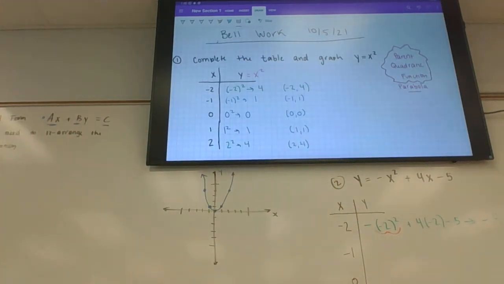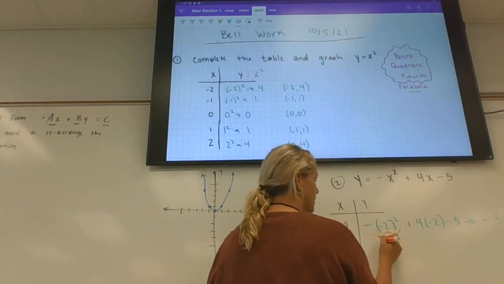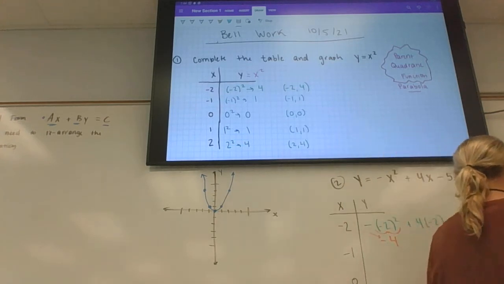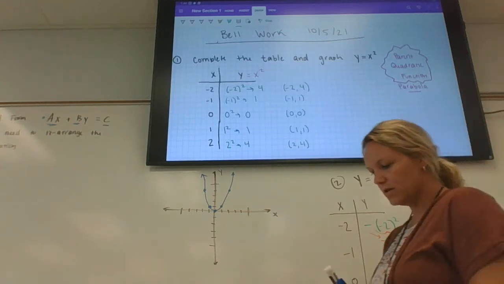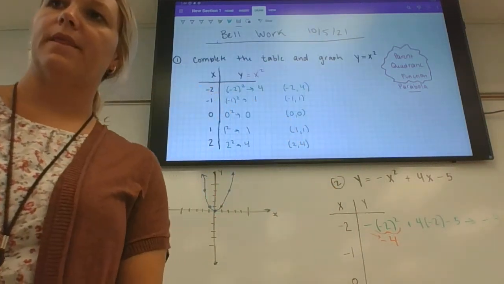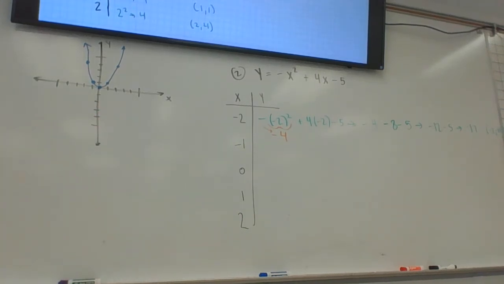Keep going, do your subtraction. So that's going to be -4 minus 8 minus 5. Full permission to use a calculator. -12 minus 5, -17. This is our first ordered pair. I'll give you a minute to try -1 on your own. See if you can get the right number out.